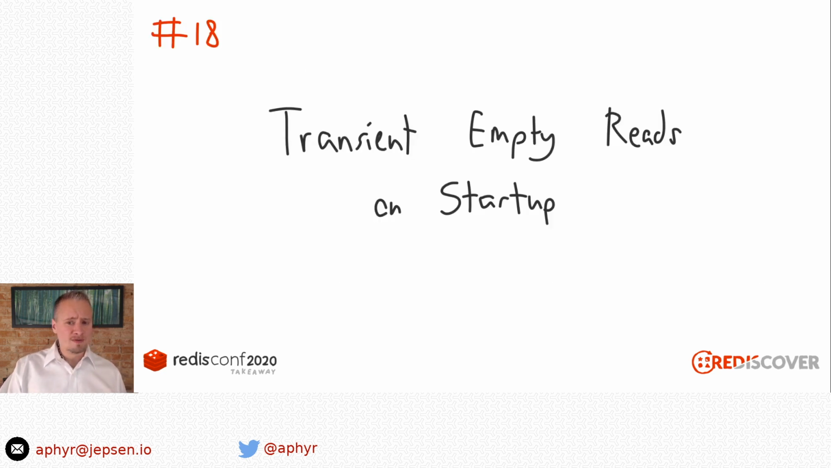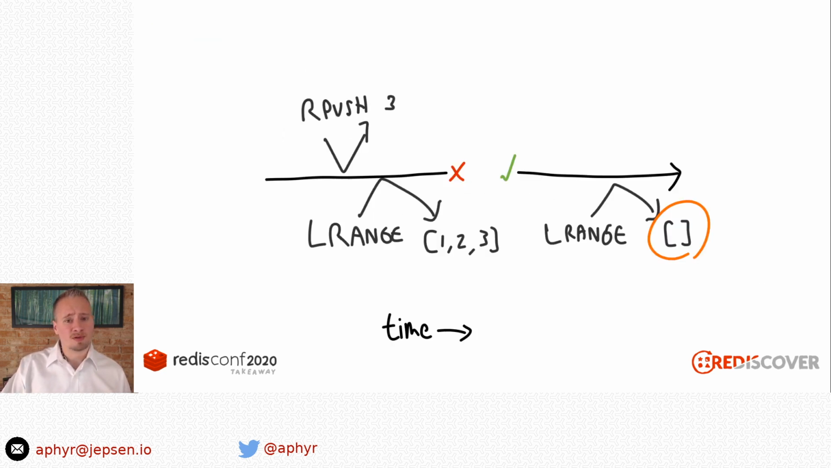Bug 18 involved transient empty reads on startup. So you'd be running along, executing appends, say adding 3 to a list, and maybe you could read that 3 back from the end of the list. You kill a node and restart it. And then the very next read you performed against that node would observe an empty state, a list with nothing in it. Where did the writes go? Well, they weren't gone entirely. They came back after a few seconds.